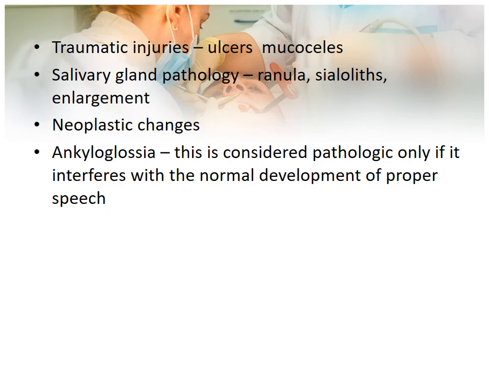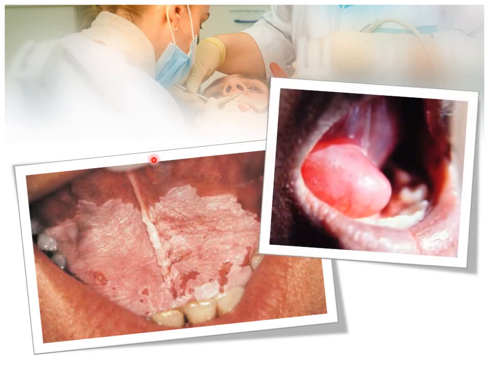We could demonstrate the presence of traumatic injuries, ulcers, mucocele, ranula, sialoliths or stones inside the duct, and neoplastic changes, which sometimes present as an ulcerative area or a whitish area, and ankyloglossia, which is considered to be pathologic only if it interferes with the normal development of proper speech. Here we could demonstrate on the floor of the mouth the ranula and the whitish area, which is considered to be a serious condition on the floor of the mouth.